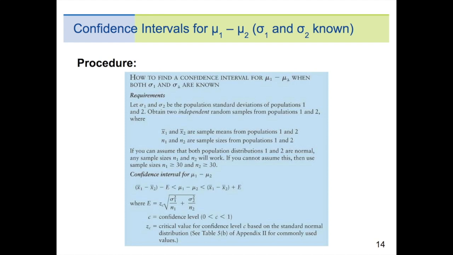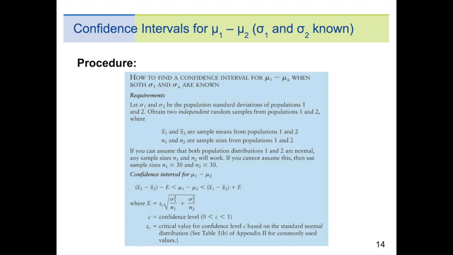If you can assume that both population distributions 1 and 2 are normal, any sample sizes n₁ and n₂ will work. If you cannot assume this, then use sample sizes n₁ greater than or equal to 30 and n₂ greater than or equal to 30.